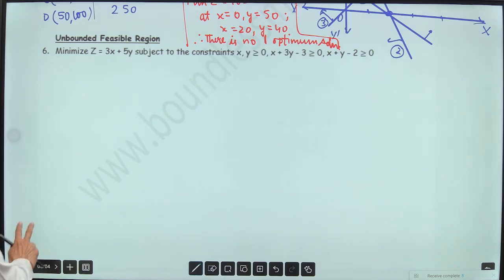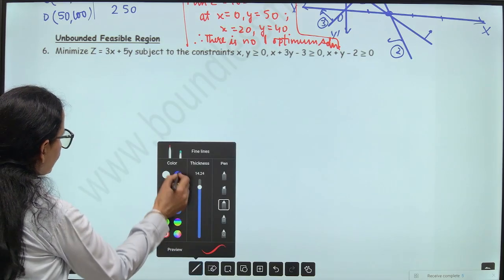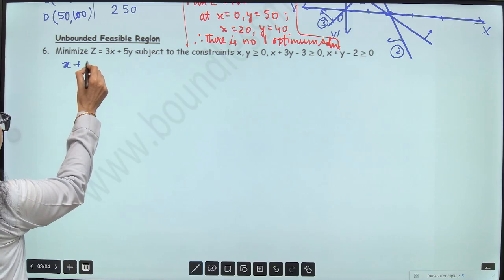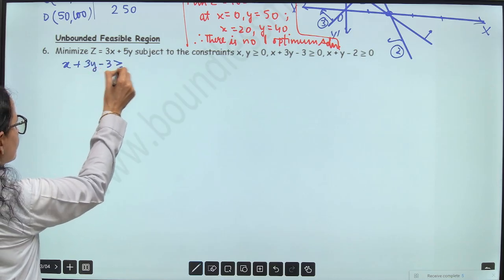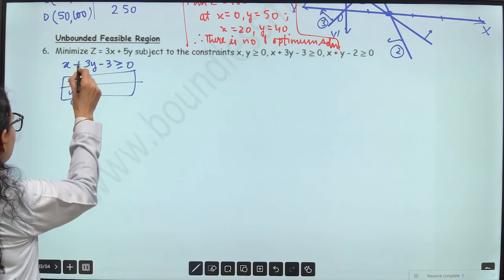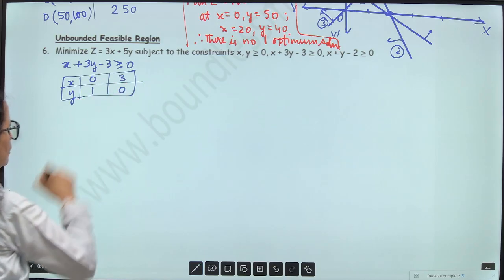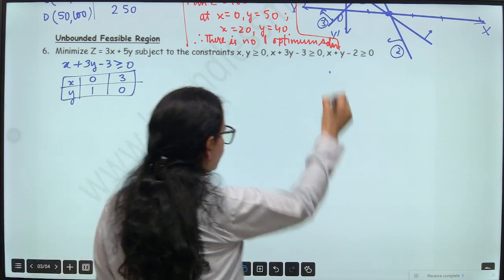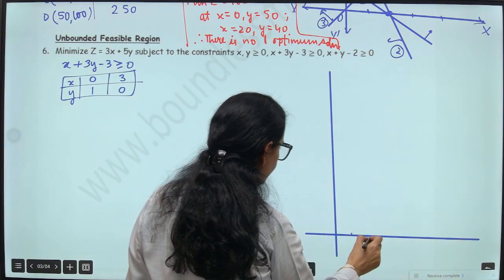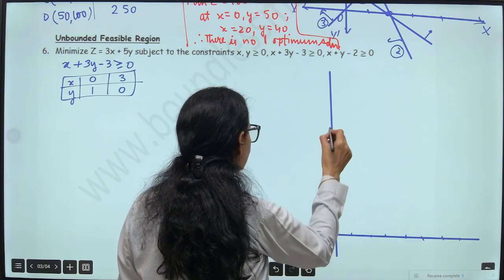So the first question is minimize the objective function subject to certain constraints. Again, we start by plotting the graph of these constraints. So x plus 3y minus 3 greater than or equal to 0. Draw the table for x and y. When x is 0, y is 1. When y is 0, x is 3. So let's draw the graph also side by side. So I have 1, 2, 3, 4, 5, 6, 7. 1, 2, 3, 4, 5, 6, 7.